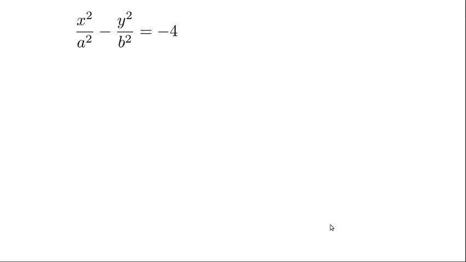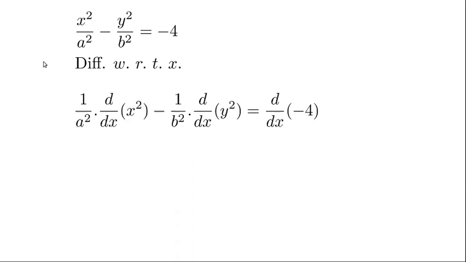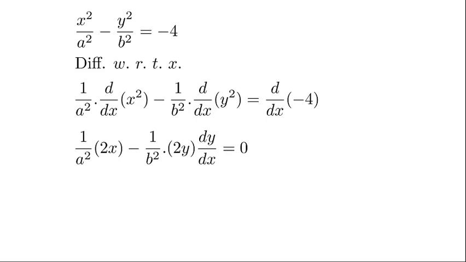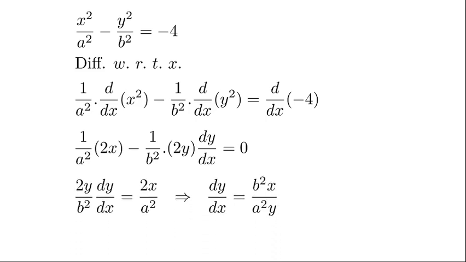Now differentiate this with respect to x. So while differentiating, we keep these 1 upon a square and 1 upon b square outside. So we get 1 upon a square d by dx of x square minus 1 upon b square d by dx of y square equal to d by dx of minus 4. So derivative of x square is 2x and derivative of y square is 2y dy by dx. So we rearrange the terms and we get 2y upon b square dy by dx equal to 2x upon a square. And 2 gets cancelled and cross multiplication gives you dy by dx equal to b square x upon a square y.